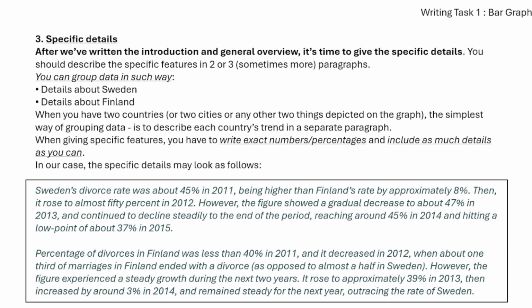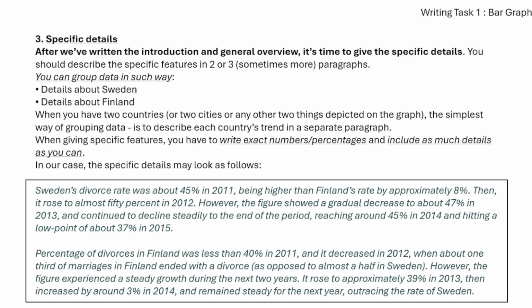Now we start writing the details. First, we describe Sweden. In 2011, it is about 45%. It increases to almost 50% in 2012. Then it starts decreasing. Finally, it reaches about 37% in 2015. Here, we must use exact numbers. Use good vocabulary like rose, increased, decreased, declined. This shows the examiner that you understand the data clearly.